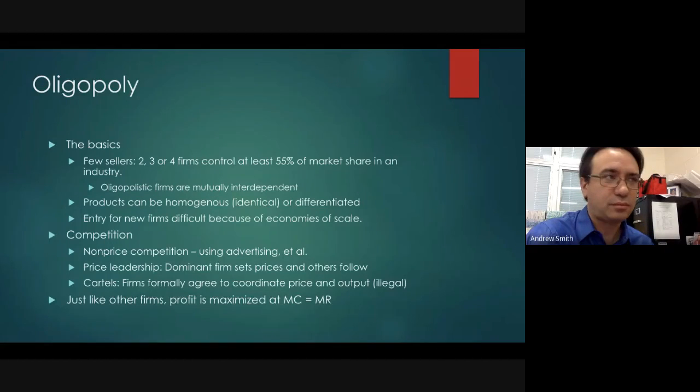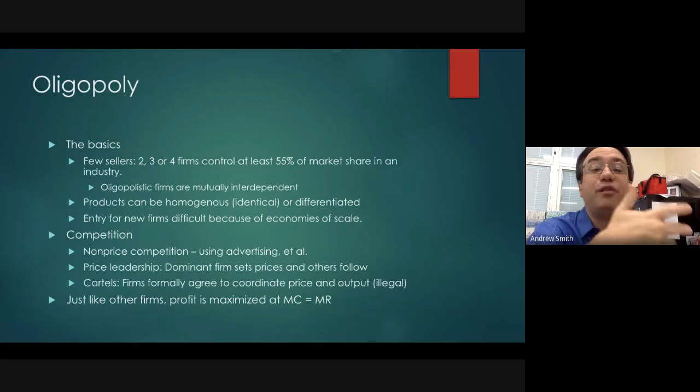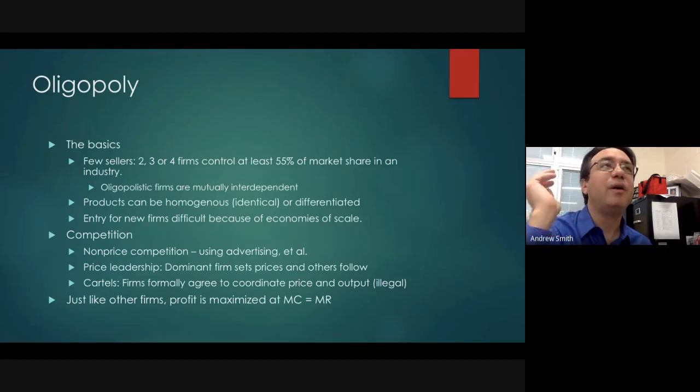So the reason why oligopolies form is because entry into the market is very difficult. It's what we call a high barrier to entry. It's very difficult for new firms to begin selling in that market because of what we call economies of scale. The companies that exist are so big and so efficient that a new firm is very difficult to join.